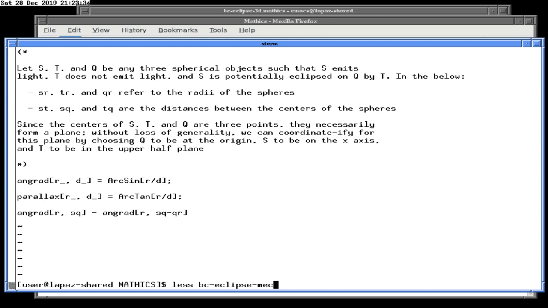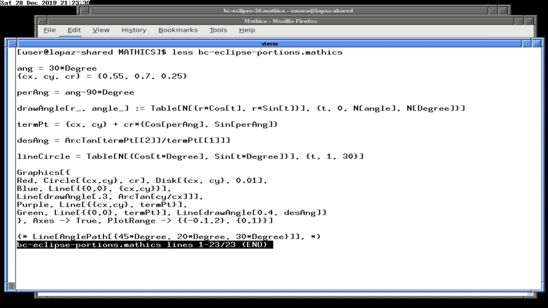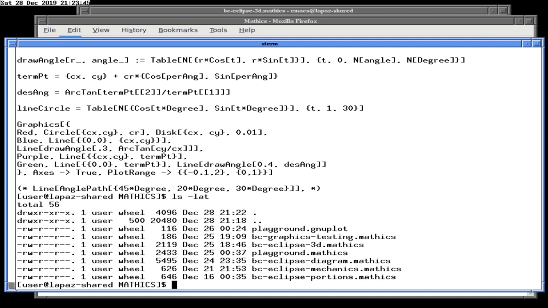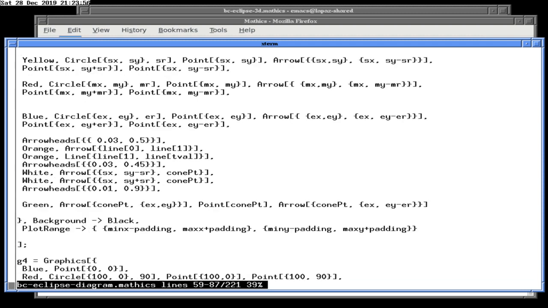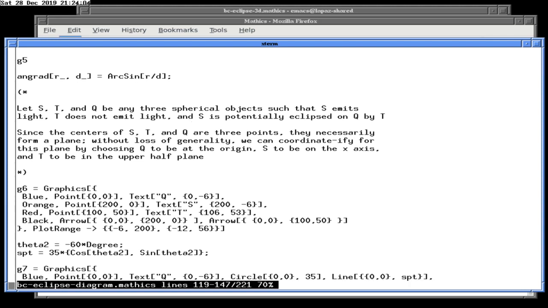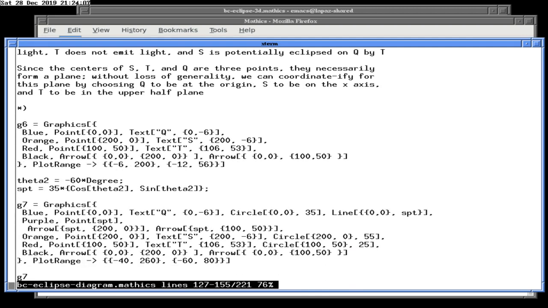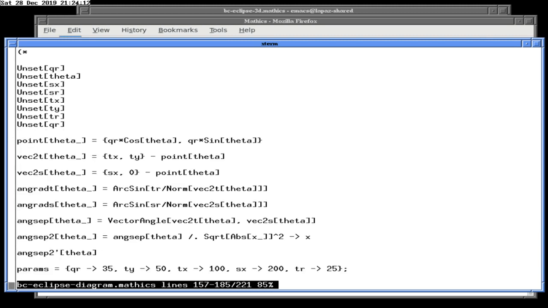Let's see if it's somewhere else. I'm beginning to think that, in fact, I do not have portions. I'm almost sure it doesn't do what I want. That was one of the earlier ones. In fact, we can look at this and see which one is the most recent. All of these are fairly recent, but I think if BC Eclipse Diagram doesn't have it, we're not going to have it. And I think this is more to draw the diagram. Hang on. We can do this. Yes, theta equals g7. Okay, point theta, vec 2 theta. Whoa! We might have this.